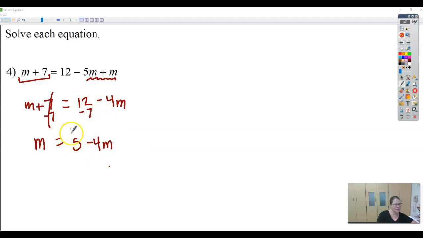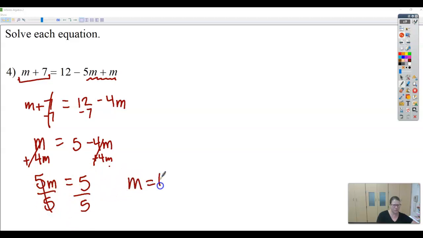Okay, now the second step, I do want to get this plain number away from the numbers with variables. So that's why I'm going to add the 4m to both sides instead of subtracting 1m from both sides. But again, you would get the same answer either way, if I move the m over or the 4m over. So that becomes 5m, that goes to 0, so 5m equals 5. Divide both sides by 5, m equals 1.